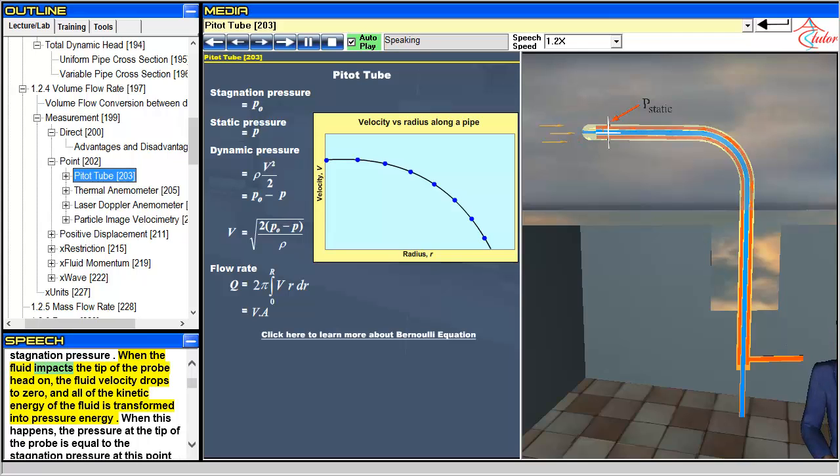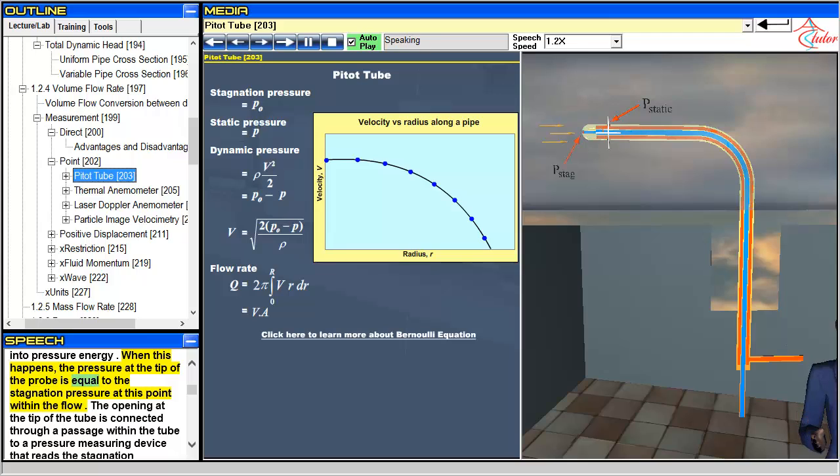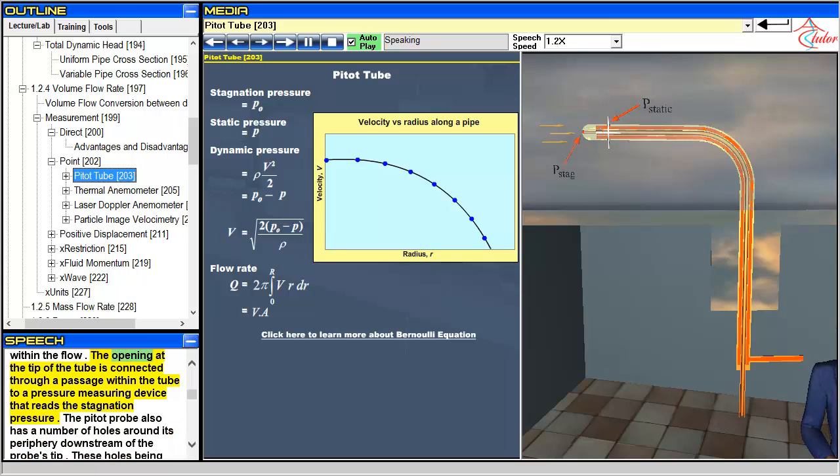When the fluid impacts the tip of the probe head-on, the fluid velocity drops to zero, and all of the kinetic energy of the fluid is transformed into pressure energy. When this happens, the pressure at the tip of the probe is equal to the stagnation pressure at this point within the flow. The opening at the tip of the tube is connected through a passage within the tube to a pressure measuring device that reads the stagnation pressure.